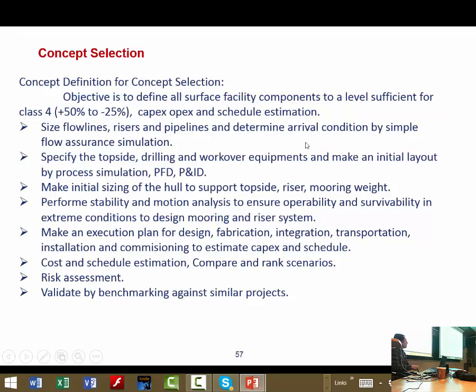How many people typically work on one concept doing all these things? How long does it take?